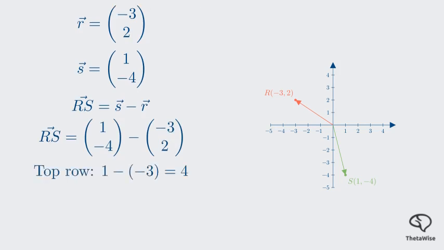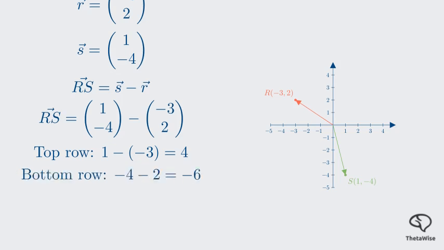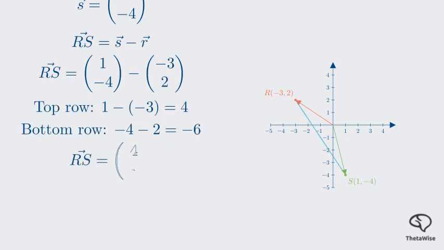For the top component, we have 1 minus negative 3, which is the same as adding, so 1 plus 3 equals 4. For the bottom component, we have negative 4 minus 2, which equals negative 6. So, the displacement vector RS is 4, negative 6. This means to get from R to S, we move 4 units in the positive x direction and 6 units in the negative y direction.